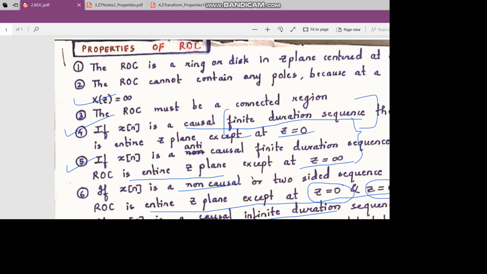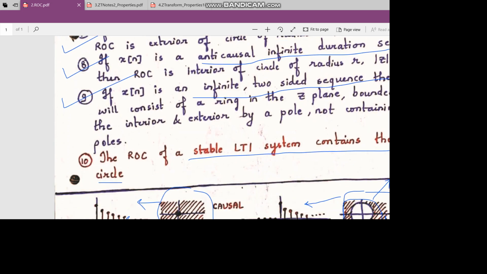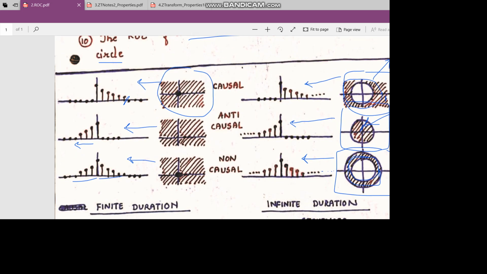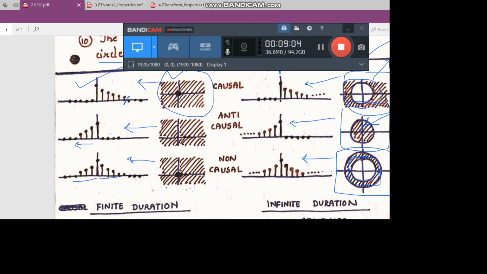These are a few important points that we have to remember regarding the properties of ROC. Interpretation is important. When we get the ROCs, we have to interpret the type of signal that is there. This is time domain information, this is frequency domain information. Looking at the frequency domain information, we should be able to draw conclusions regarding the time domain information. This is the importance and concept of ROC and the properties of ROC.